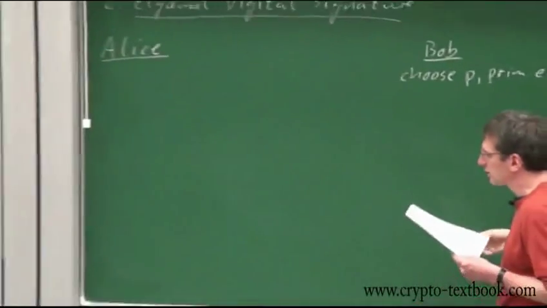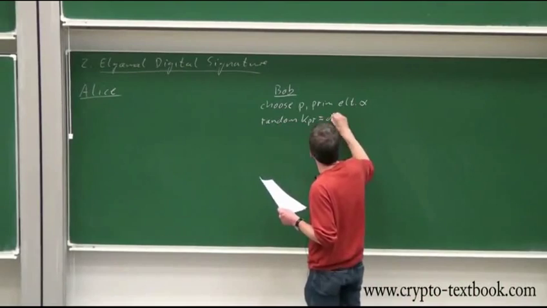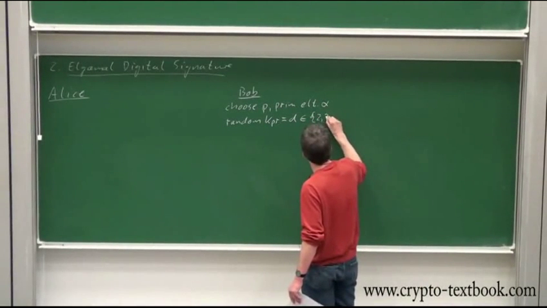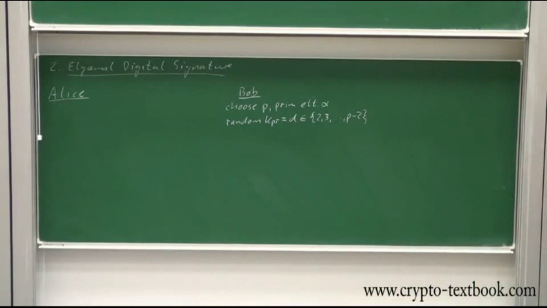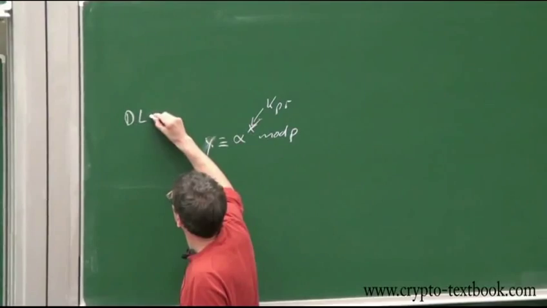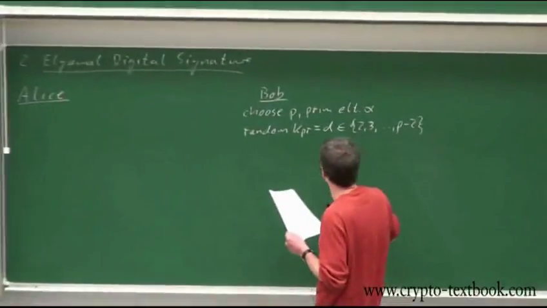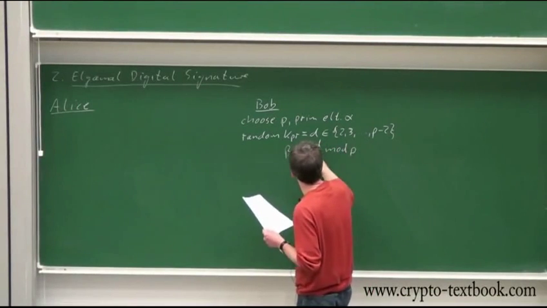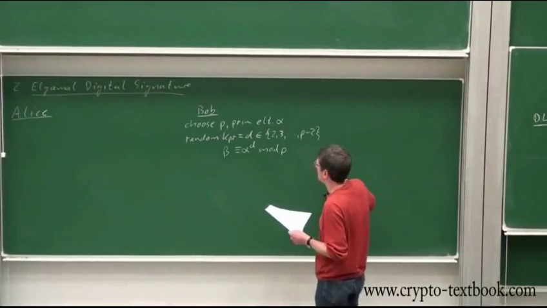Why am I saying that? If we now generate our random private key, which we call lowercase d, as always essentially from Z_p, but we kick out the first and the last element. So if this is a private key, the private key always shows up in the exponent. This is how the DL problem looks, right? The private key always goes in the exponent.